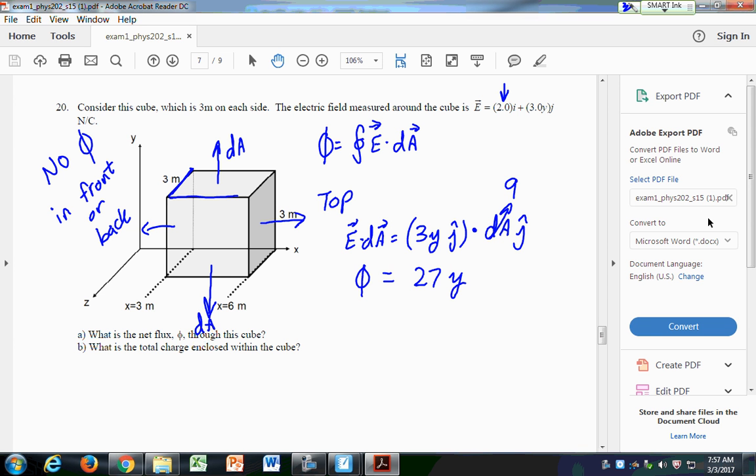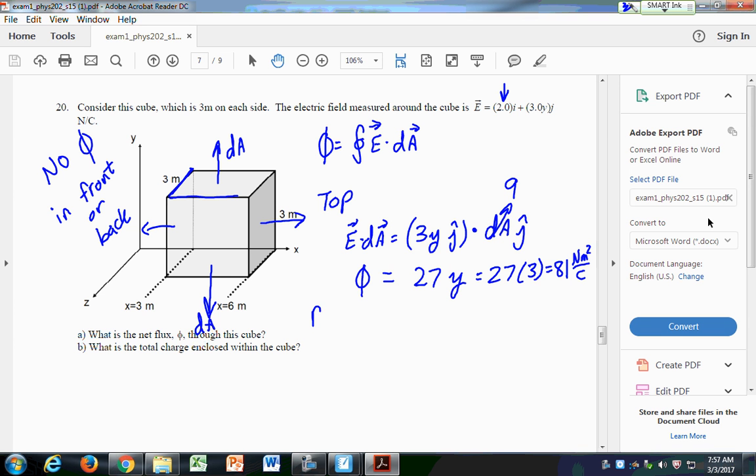And the value for y is 3, so 27 times 3, and so that's 81. What's the unit? Newton meter squared per coulomb. All right, so that's my flux for the top.